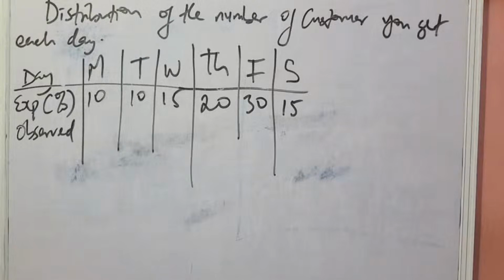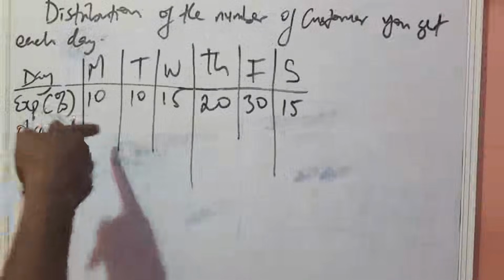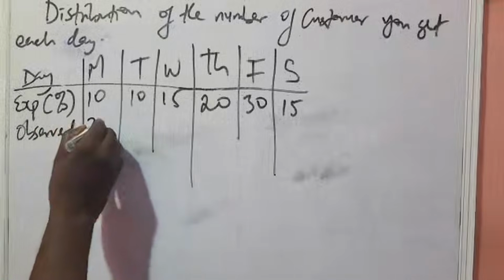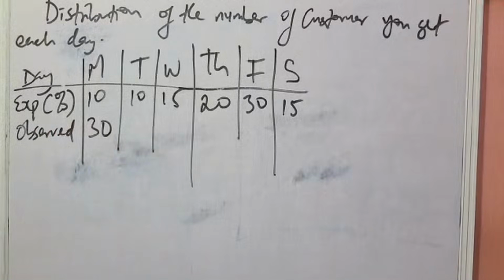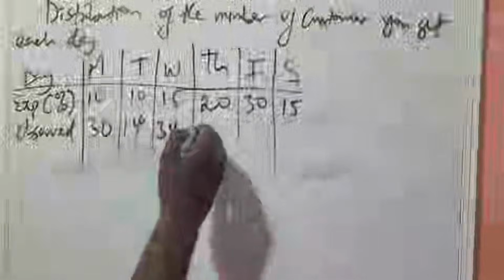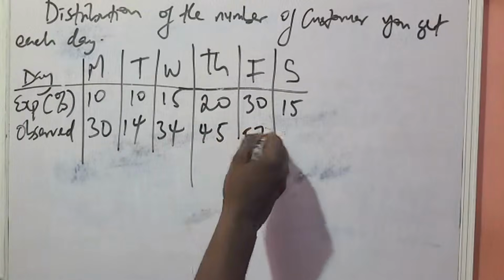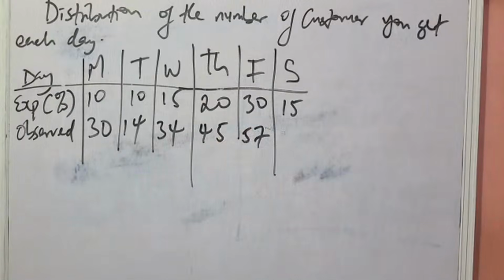Now, look at the observed value now. When they went on to observe what was going on, they noticed that on Monday, now, not in percentage, this one is in actual value, 30 people came around. On Tuesday, 14 people came around. On Wednesday, 34 people came around. On Thursday, 45 people came around. On Friday, 57 came around. And on Saturday, 20 people came around. This was what was observed.